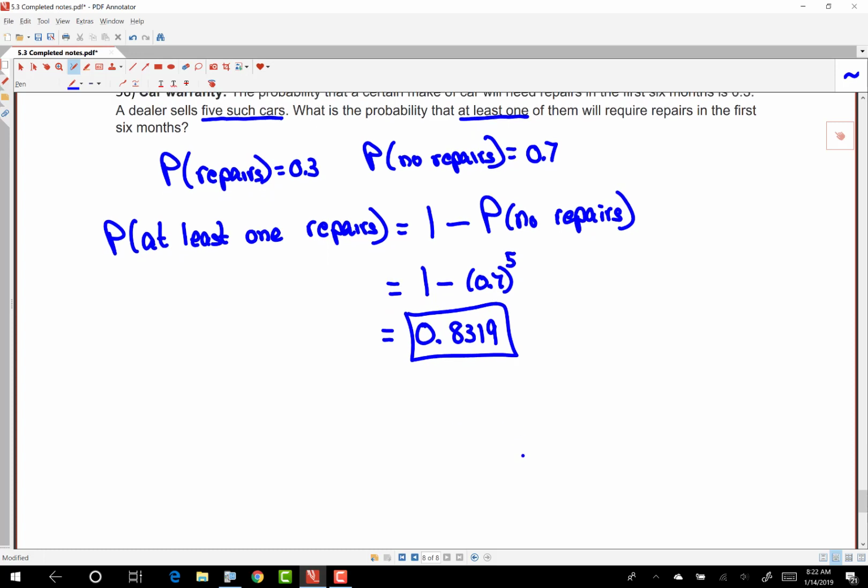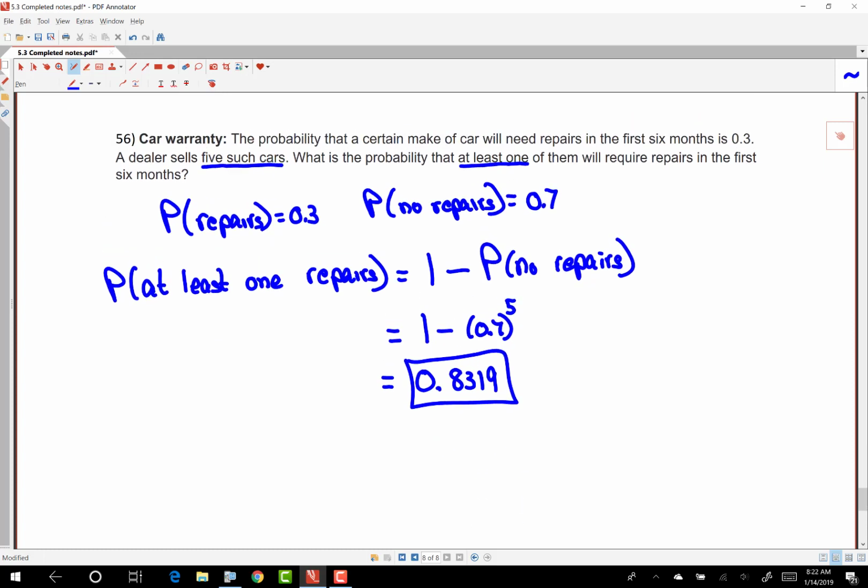Okay. And by the way, in the next chapter, we're going to learn another way to do a problem like this where you just have 2 outcomes. It either needs repairs or it doesn't need repairs. We refer to that as a binomial experiment, and we'll learn another way to do that.